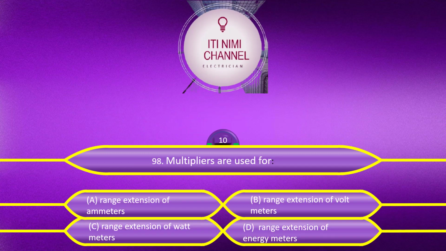Multipliers are used for option A, range extension of ammeter, option B, range extension of voltmeter, option C, range extension of wattmeter, option D, range extension of energy meter. The answer is option B, range extension of voltmeters.